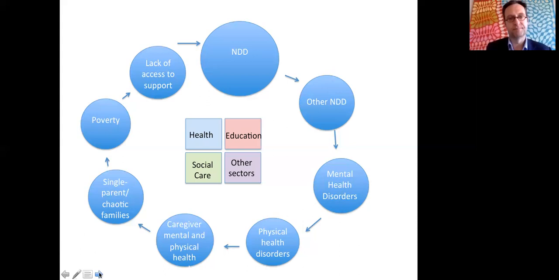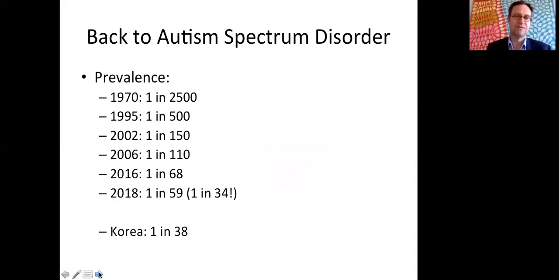So let me now come back to autism for the rest of the presentation. A very common question I get asked is people saying, so how common is autism? Because it seems to be getting more and more common. Is the whole world going to have autism in the end? And on the one hand, it's true.